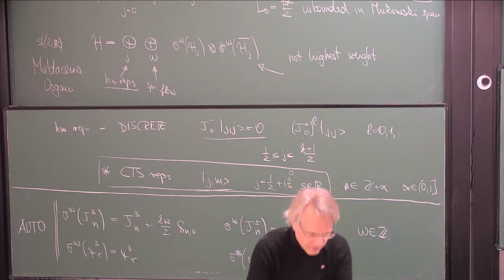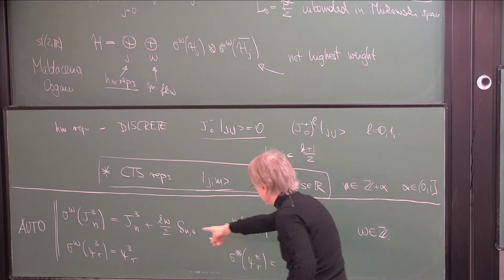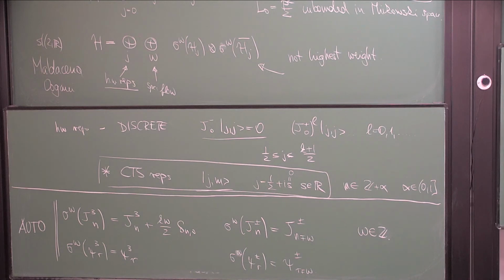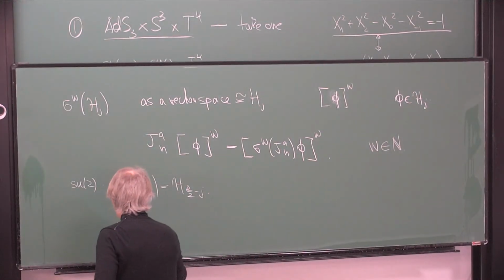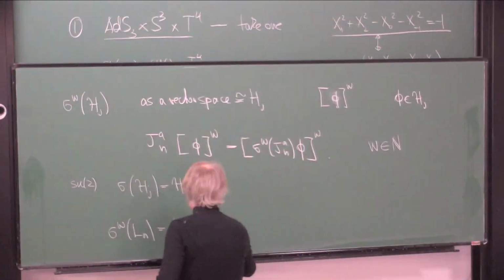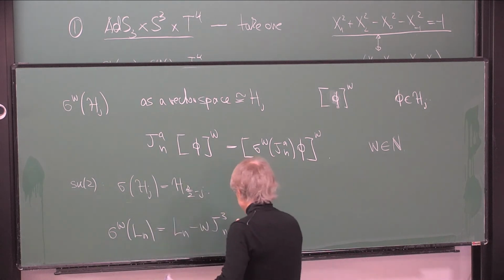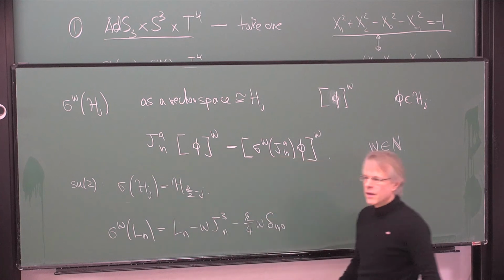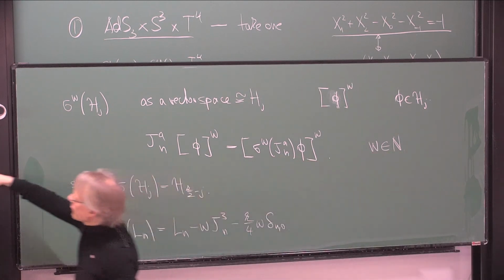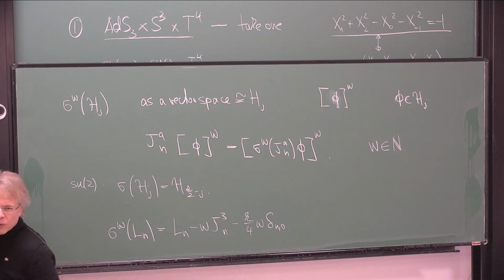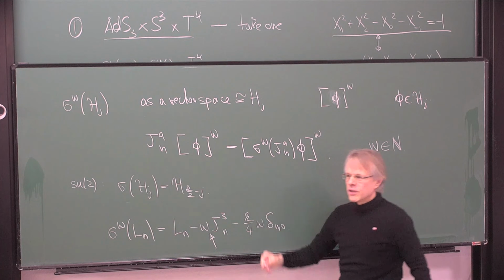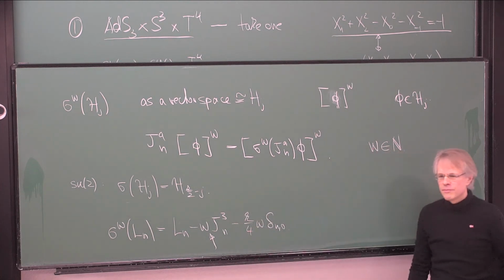Okay. The reason is that if you work this out, this induces an action on the Virasoro algebra, and the automorphism on the Virasoro algebra takes the form that this is equal to Ln minus W times J3n minus K over 4 times W times delta n comma 0. Because these SL2R representations are unbounded in one direction, this term makes sure that the L0 spectrum becomes unbounded.